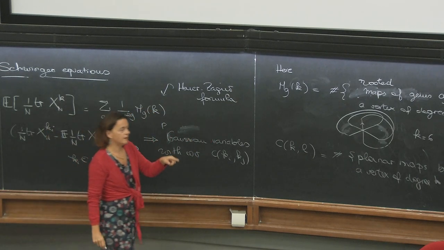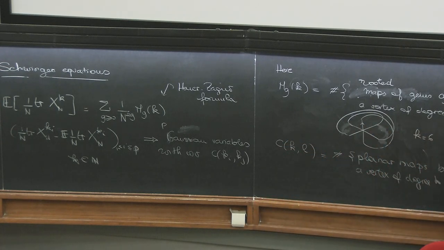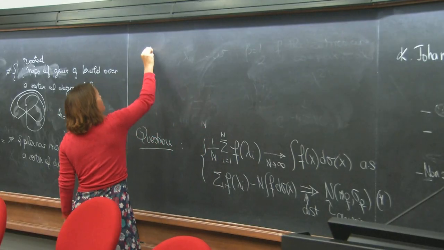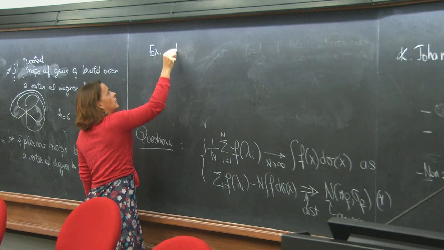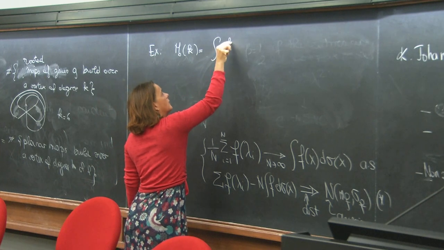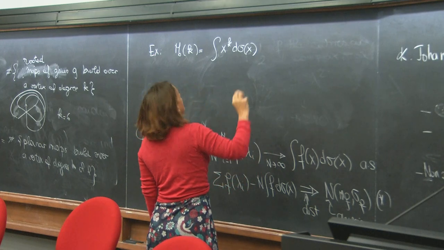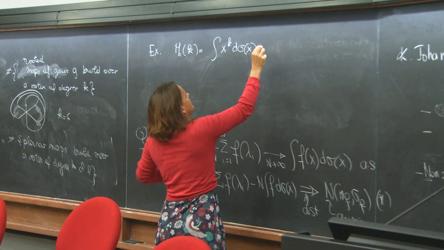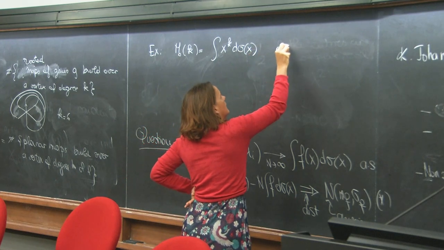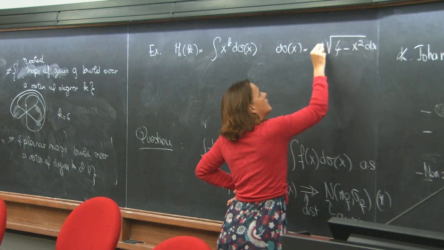And you can reconcile this with this question I asked at the beginning, by the following exercise, which is that if you look at the M0 of K, it's going to be the integral of x^k under the semicircular law, where sigma is the square root of 4 minus x squared dx, 1 over pi.